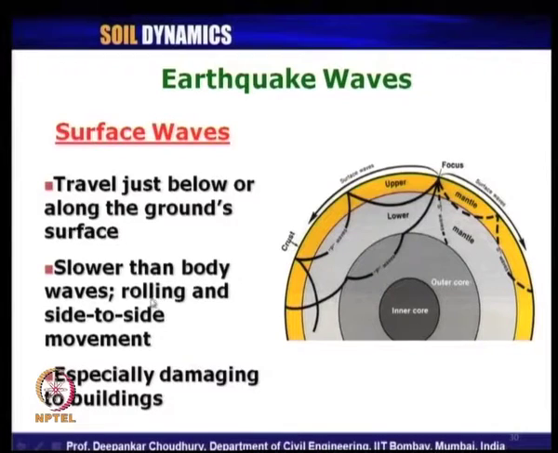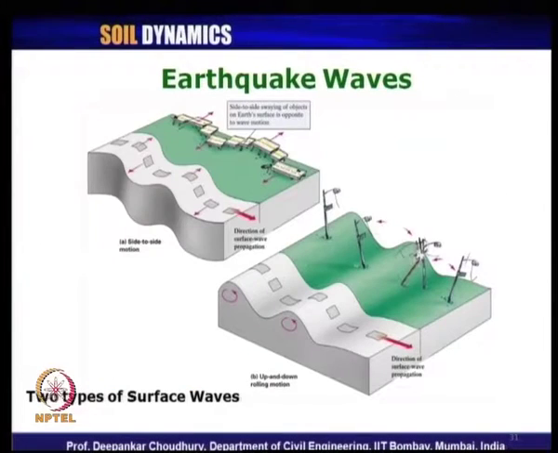And what are the effects of them? They cause rolling and side to side movement of the particles. That is, when the surface wave travels, the particles either roll or move side to side, and these are especially damaging to buildings constructed on the ground surface. So, these are the two types of surface waves. You can look here.